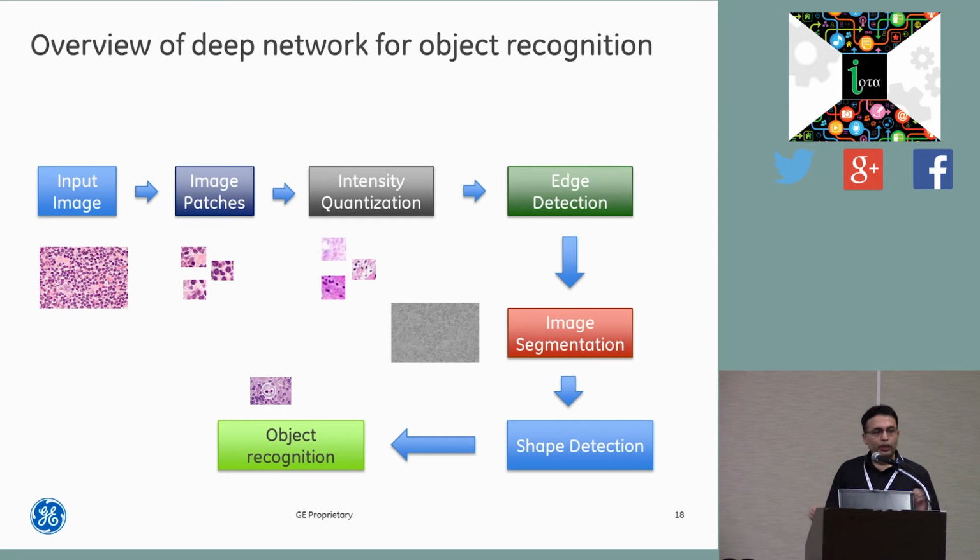So using these basic building blocks, I have given you a very high-level overview of our internal deep network. The first 2 steps, the input image or image patches, are the pre-processing steps. What we do in this case essentially is chop the image up into smaller chunks so that they can be efficiently processed for learning features as well as for prediction. And from intensity quantization through edge detection, image segmentation and shape detection, finally what we do is, these are larger boxes.